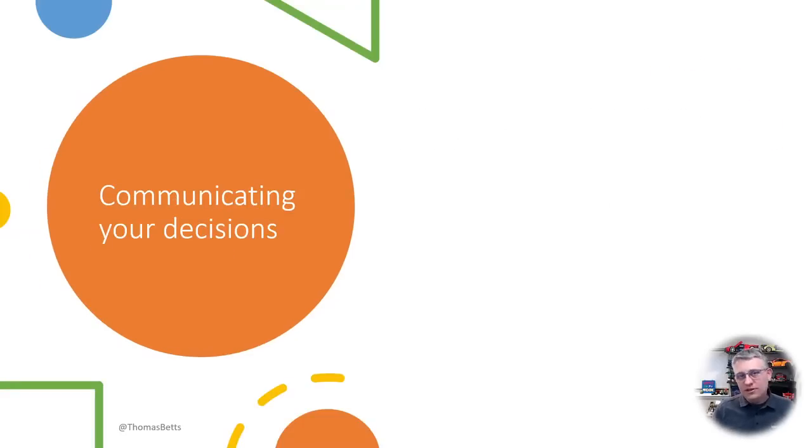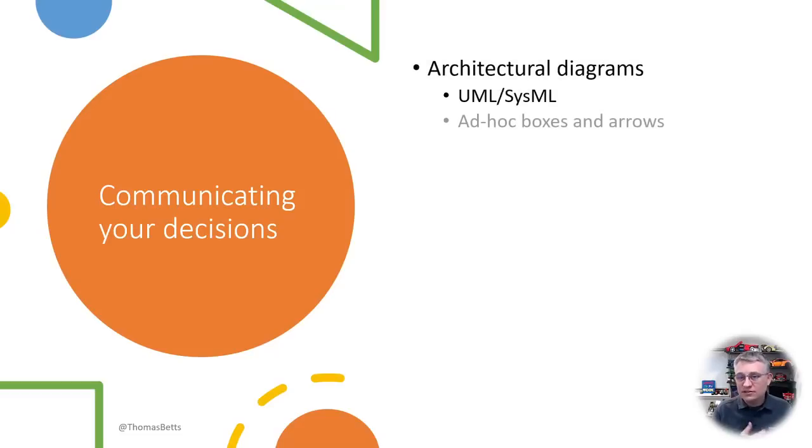Once you've evaluated your options and decided on the one that you think is best for your situation, you need to communicate that decision. This was the fifth step in our scientific method. So what's the most effective way to communicate your decisions? Again, it depends. Now, maybe it's drawing diagrams because diagrams will always be important. And you might use a very structured format like UML or SysML. Maybe you just wing it each time, boxes and arrows, and that's fine.